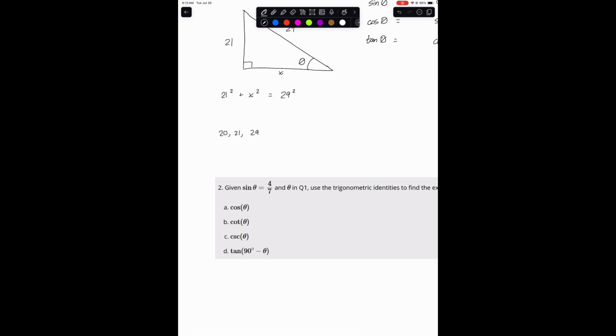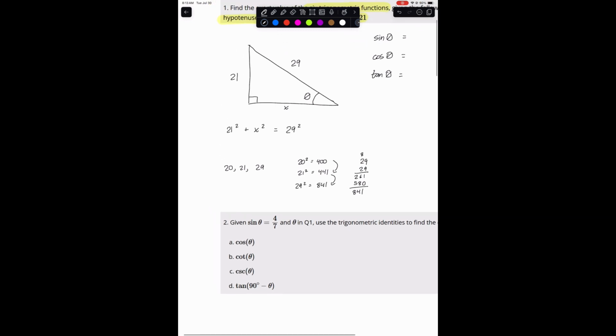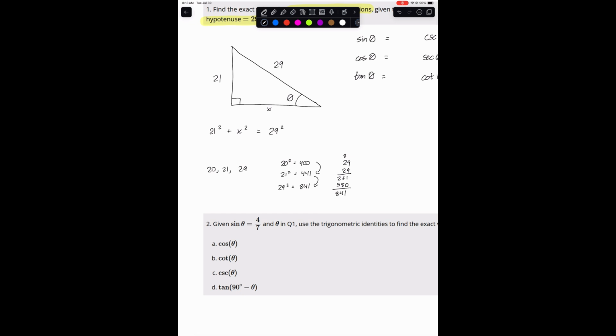I can prove this real quick. So 20 squared is 400. 21 squared is 441. And I actually don't know what 29 squared is. 29 times 29 gives me 841. And you can see that if I add these two up, I get 841. So my x here is 20.